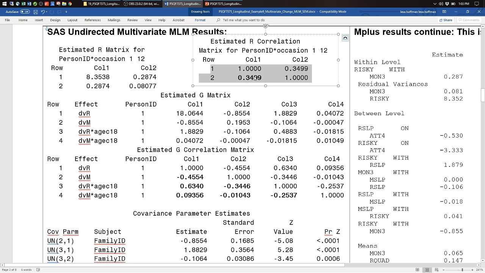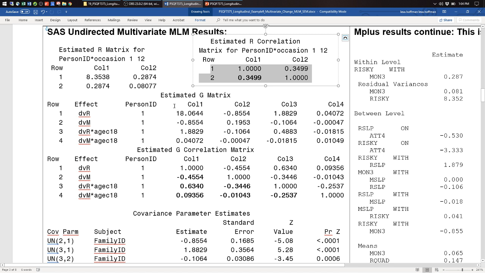So yes, when people are monitoring their children more than is predicted by their trajectory, their risky behavior is also slightly higher than is predicted by their trajectory. So these things do tend to correspond even after controlling for individual differences in change due to adolescence.